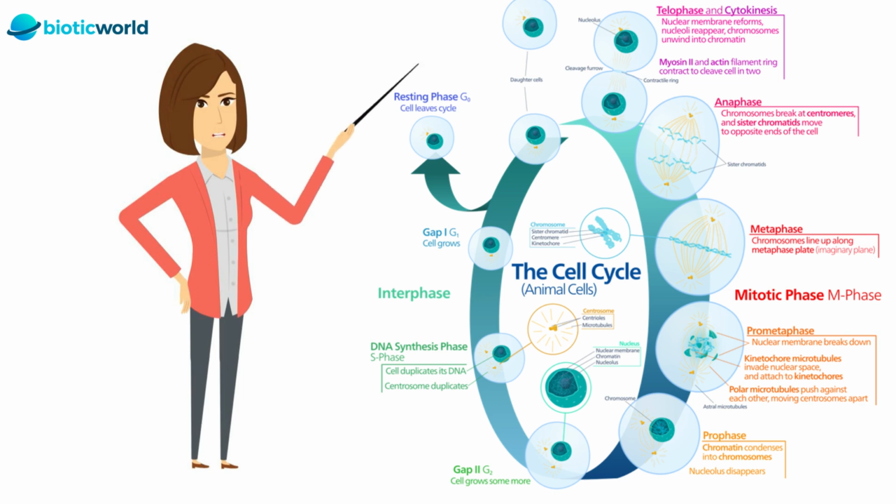The next phase we have is the telophase. In this telophase, the separation of the nucleus takes place completely. Myosin 2 and actin filament ring contract to cleave the cell into two. Here we can talk about the cytokinesis, where the cytoplasm of the cell divides.